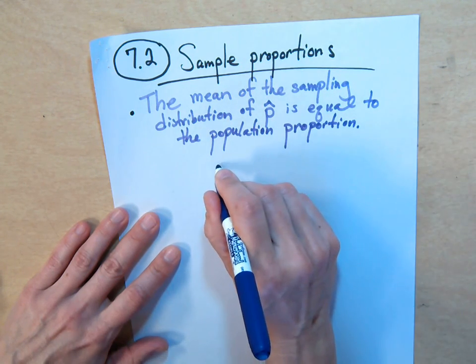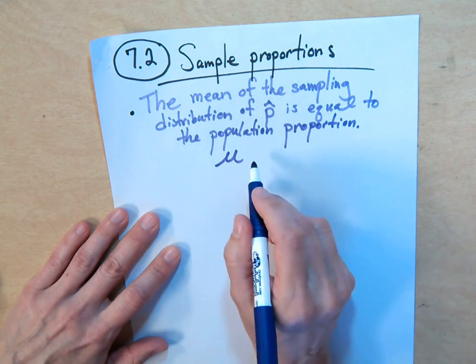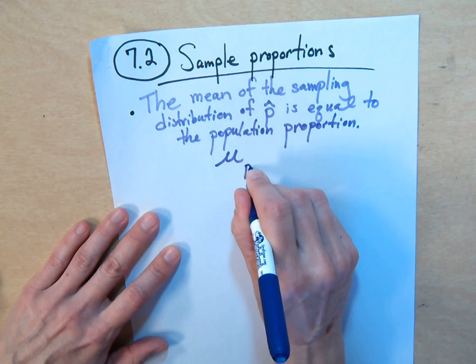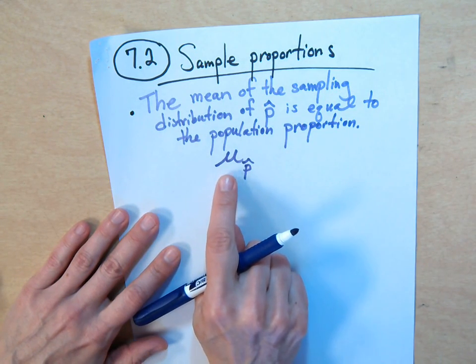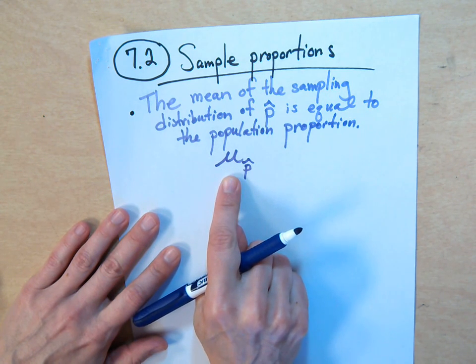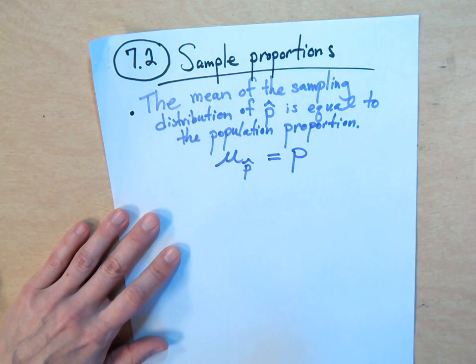This is the notation. The mean, and on the test I may just give you the notation. I might not even write the words. I may say find the mean of p hat, and I'll just write it like that, and you need to know what that means. Okay? That's the mean of the sampling distribution of p hat is equal to the population proportion. That's it.